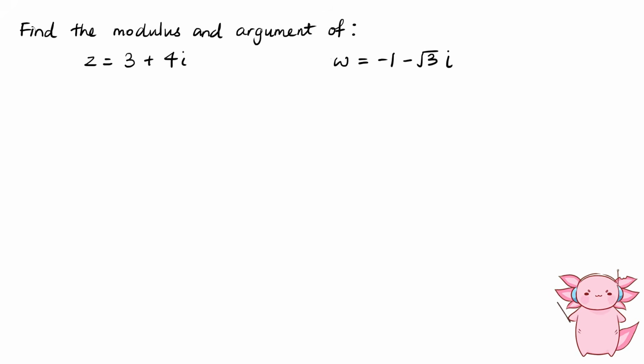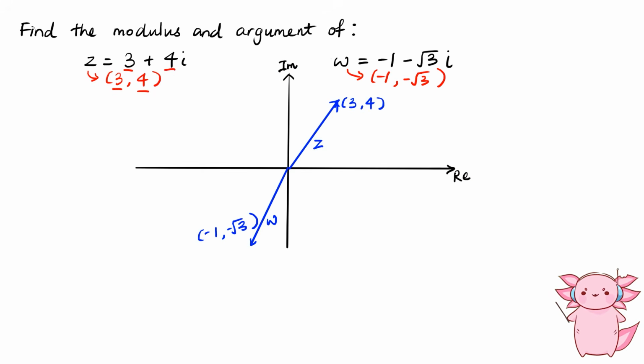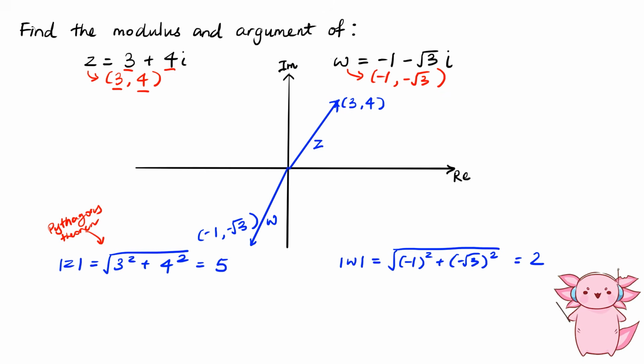And now, let me introduce you to the Argand diagram, where this is the real number axis and this is the imaginary number axis, so z and w can be drawn like this and this respectively. The modulus for each of these is really simple, where it's basically Pythagoras' theorem to find the length of this line, so the modulus of z is 5 and the modulus of w is 2.